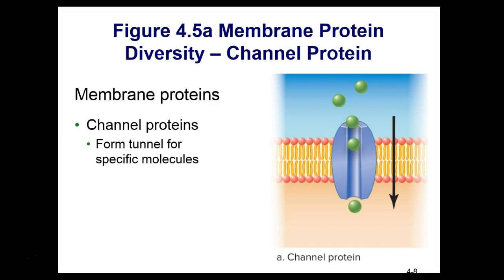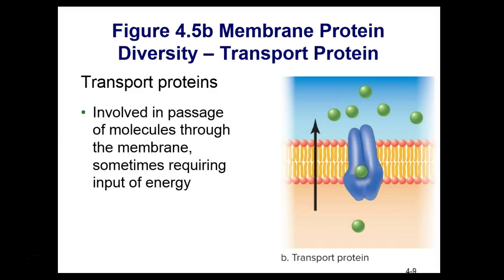Our kidneys have aquaporins, because if they did not, we would constantly lose a lot of water and become dehydrated. You also have a transport protein. And as you can see, they're involved in the passage of molecules through the membrane as well. Sometimes they require an input of energy in the form of ATP, which is adenosine triphosphate. ATP is the energy currency of the cell. Without ATP, the cell would not be able to carry out its daily activities or to function.